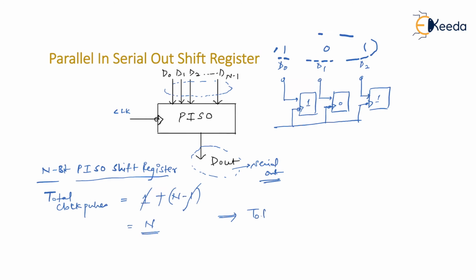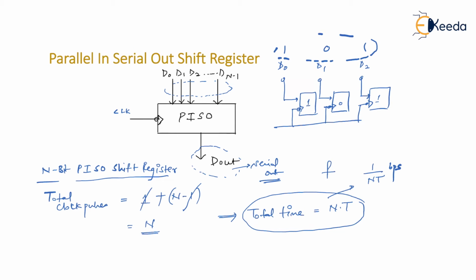Ultimately, the total time required to carry out this operation is n times t. And if someone asks you the speed at which this is happening, you can say it is 1 upon nt. And of course, the unit is bits per second. So this gives you the frequency of operation. This is also called the bit rate.